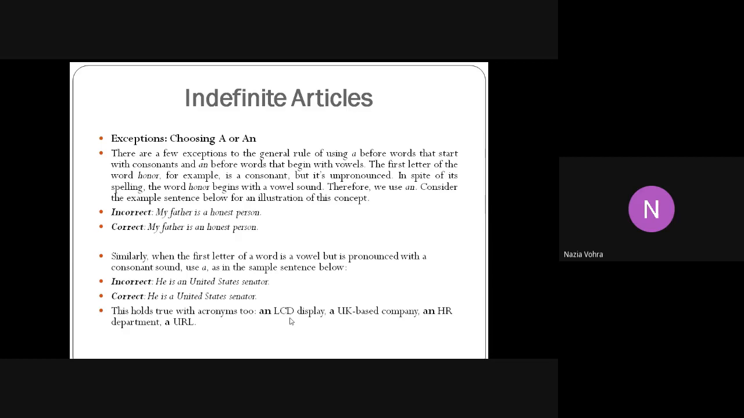NLCD, the first sound is A. It's AEIOU. Okay, what do you mean by acronyms? Short forms, you see? UK, HR, URL. These are acronyms. They are not the expanded form of the word. So that's also when you hold these article rules in this way. Clear?